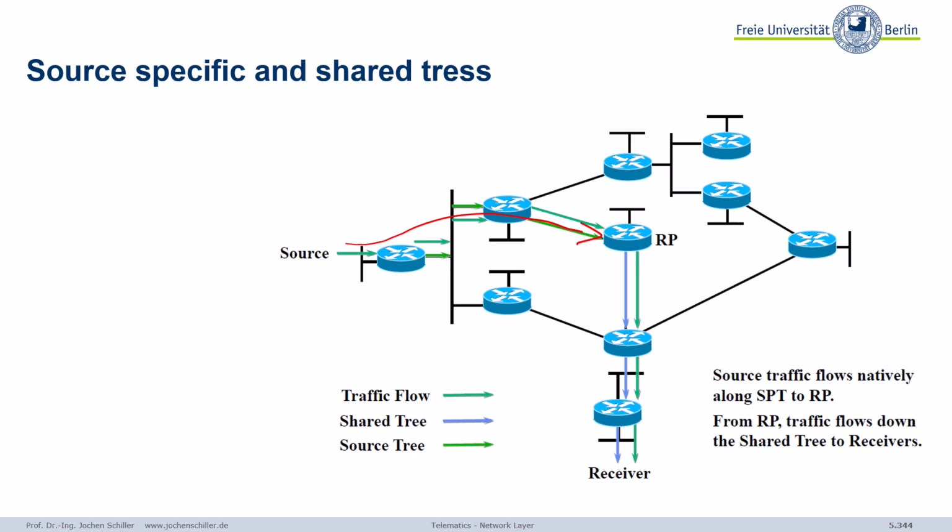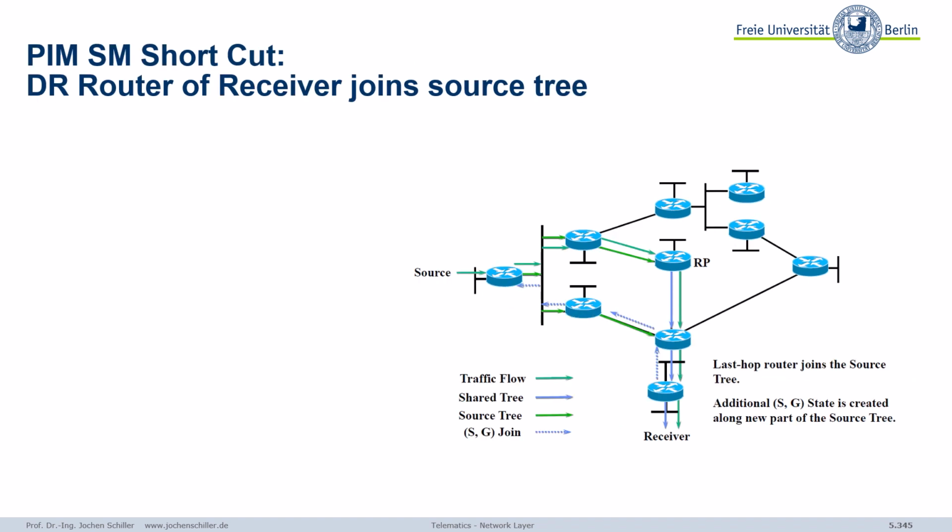Now there are many ways of optimization, creating shortcuts, etc. And one way of optimizing is to find a shorter path. So maybe this path is shorter from the source to the receiver. This is also integrated in this protocol, so you can create shortcuts. Routers of receivers can join so-called source trees. Source trees only means a tree originating at the source, as shown here.